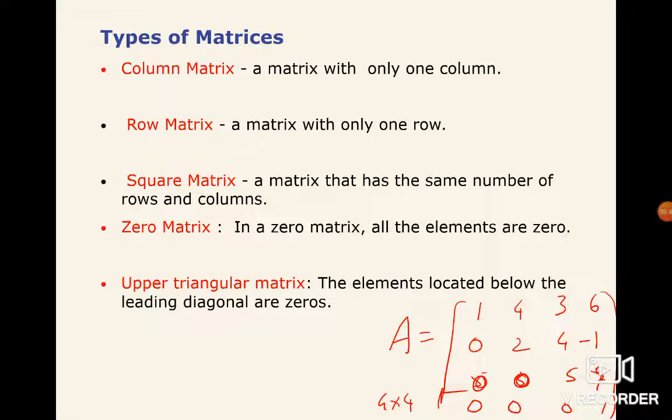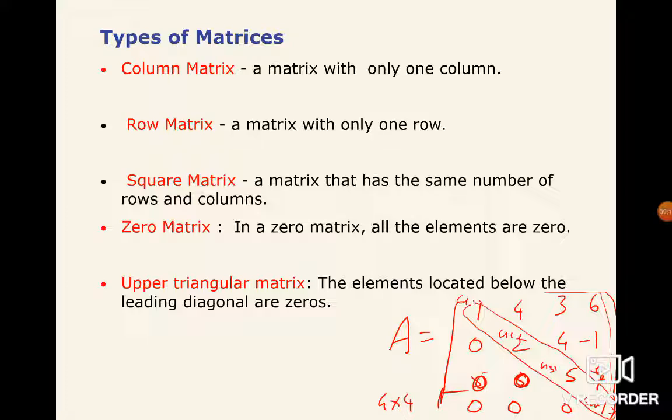See, this is called the leading diagonal. The diagonal starting from A11, A22, A33, A44, all these elements. This diagonal is called the leading diagonal. If all the entries below the diagonal are zeros, we call it upper triangular. See, the non-zero entries are in the upper triangle of the matrix. This is it. So upper triangular.